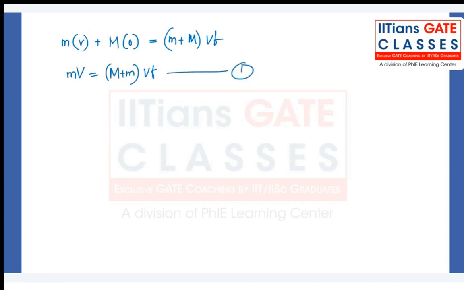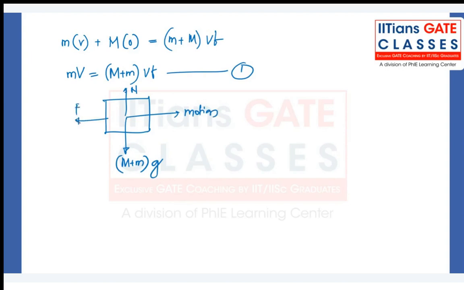Okay, but Vf you don't know. For that they have helped us with some other inputs. So after the impact we have (m plus M) g, and normal reaction is N, and the motion is in this direction, frictional force is in this direction, right? I hope it is clear till this.